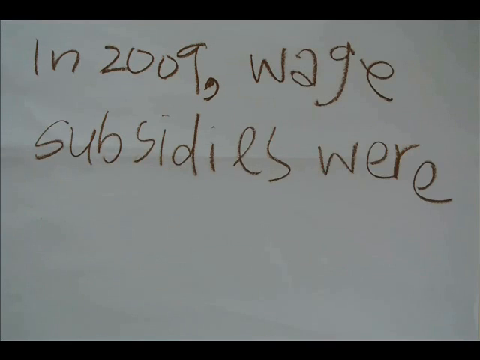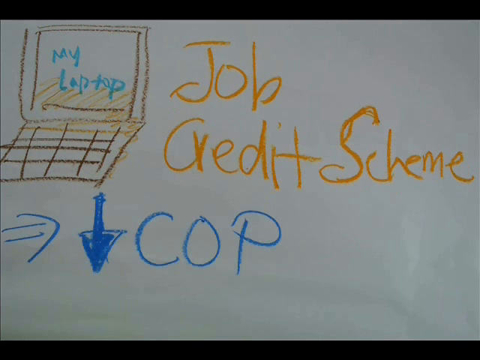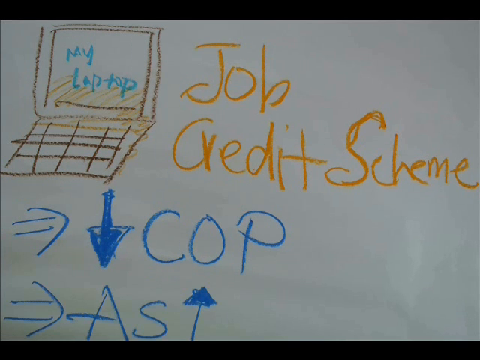In 2009, wage subsidies were given under the Job Credit Scheme. This lowers cost of production by subsidizing labor costs for firms, with employers receiving a cash grant on CPF for each Singaporean employee. Thus, AS increases.